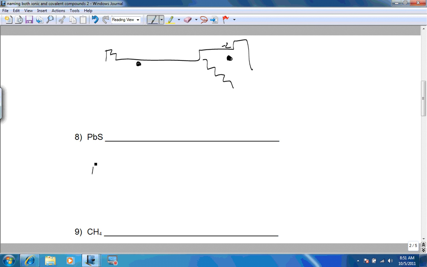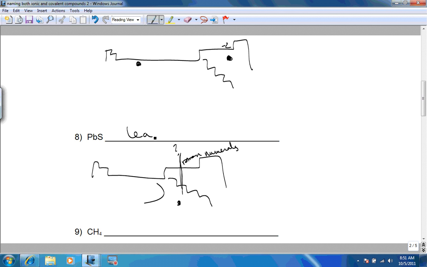Okay, lead and sulfur. Lead is right here, which means it's a metal. However, it's a metal that when you're looking at the row, you don't know what the charge is, even though it's not in the middle, which means you do need Roman numerals in the name. So, Pb is lead. We're going to leave a space for the Roman numerals, and sulfur becomes sulfide.